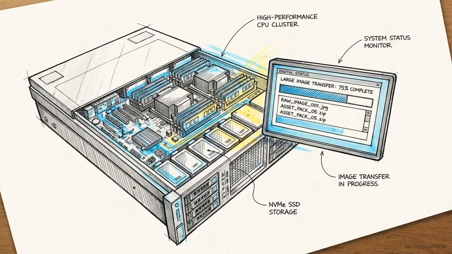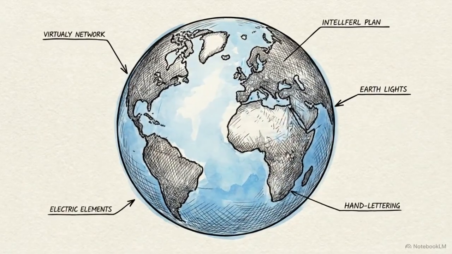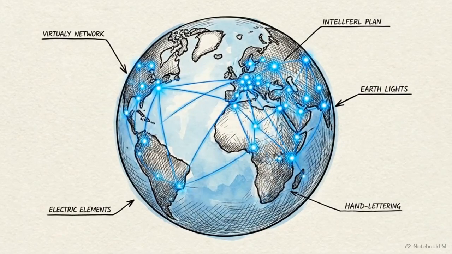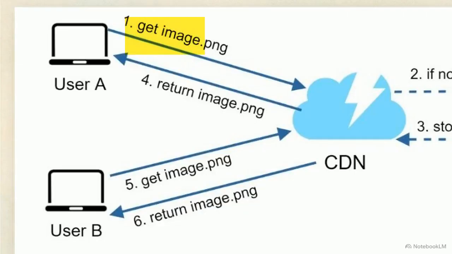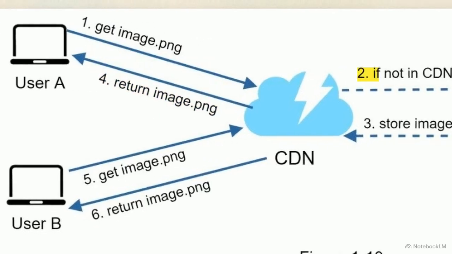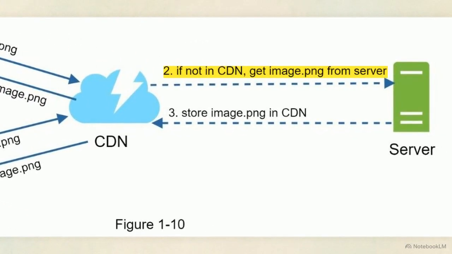Serving these static assets directly from the origin also occupies expensive web server compute power that is better utilized executing dynamic business logic. We resolve this issue by deploying a content delivery network, a globally distributed layer of localized edge servers. This diagram demonstrates the CDN workflow. When a user requests an image, the closest edge node intercepts and fulfills the request from its local cache. If the node lacks the file, it requests it from the origin server, serves it, and stores it locally.